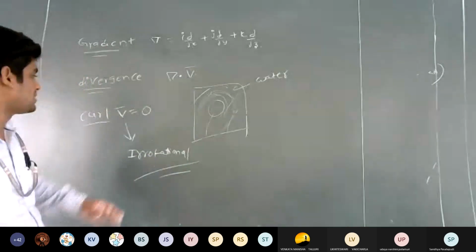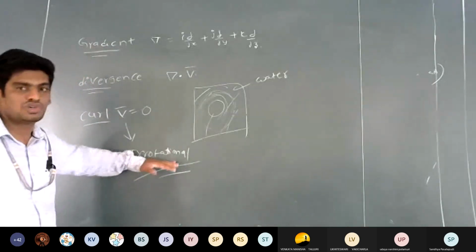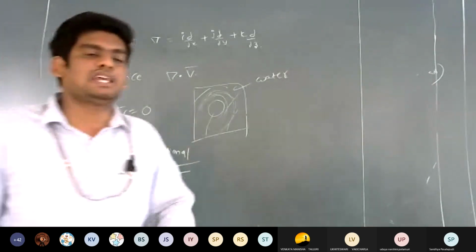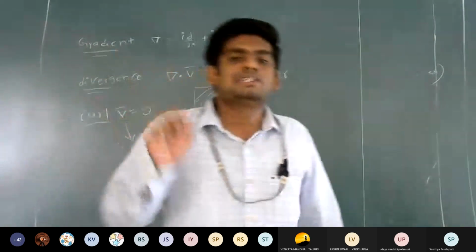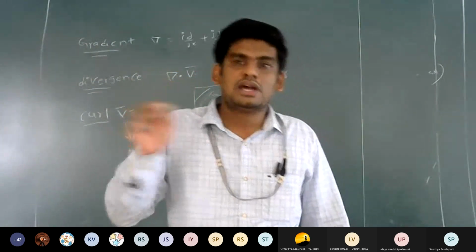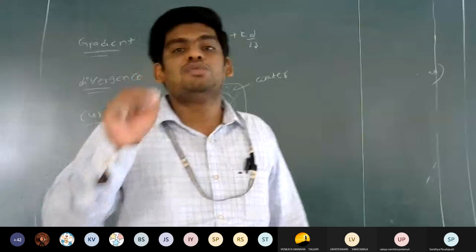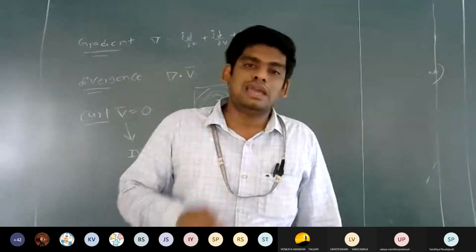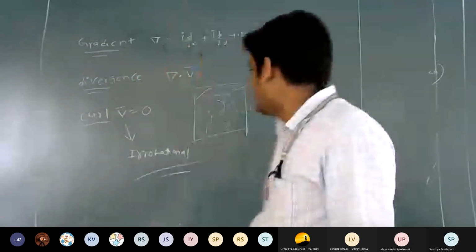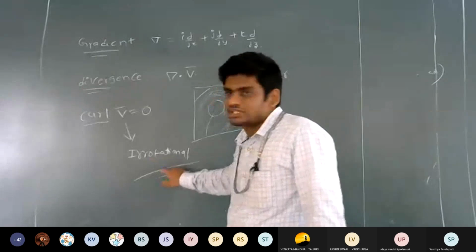So that type of flows are called irrotational flows, right? That means the substance is not following the specified order, and the substance is not rotating with respect to the axis.